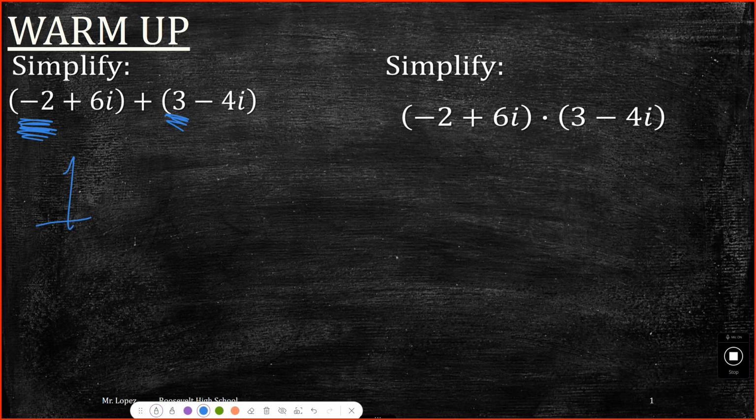And then what else? 6i, that's a positive 6i plus negative 4i. Or basically, 6i minus 4i is 2i. Yes, move on. We're moving on to the next problem.